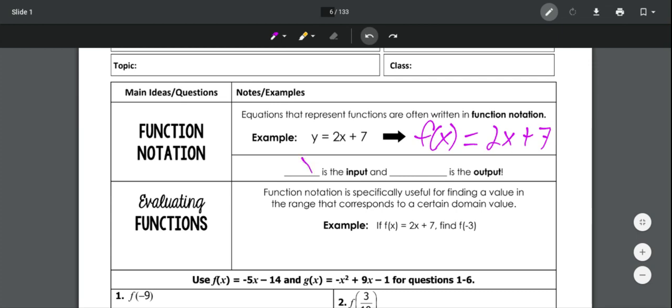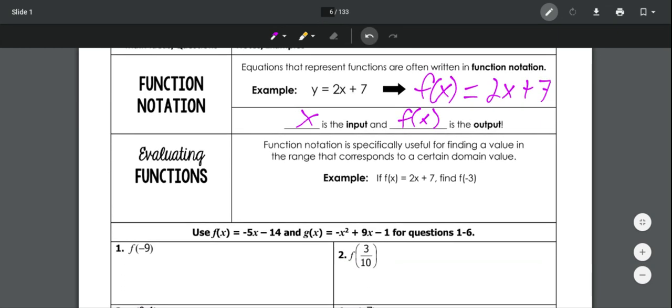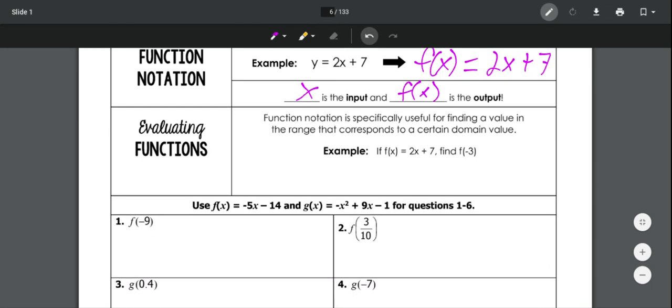In this, x is the input and f of x is the output, similar to how if you're looking at ordered pairs, x is the input and y is the output. Now we're saying that f of x is the function notation for that output. Function notation is used for finding values that correspond with that. Say, for instance, we know what x is. We can then plug in that x to our f of x, and it'll plug into the equation that represents it. So in this instance, we have f of negative 3.